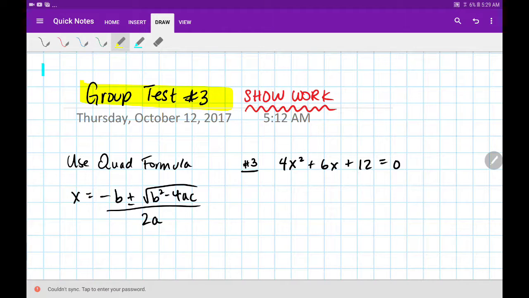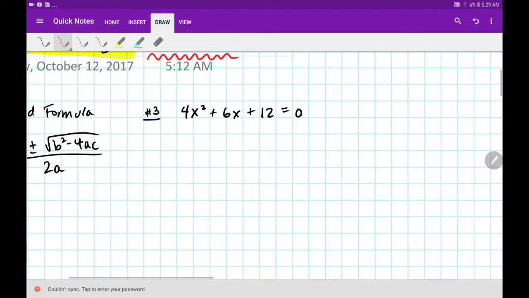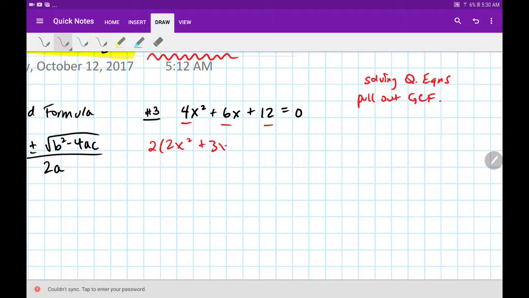So this problem asks to use the quadratic formula. Now there's two ways that you could have done this. First of all, you want to remember that whenever we're solving quadratic equations, you should always see if you can pull out a greatest common factor first. In this case, I'm looking at my quadratic equation and I can factor out a 2. I'm left with 2x squared plus 3x plus 6 equals 0.